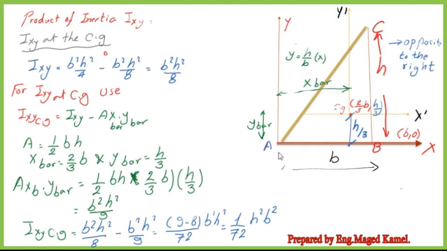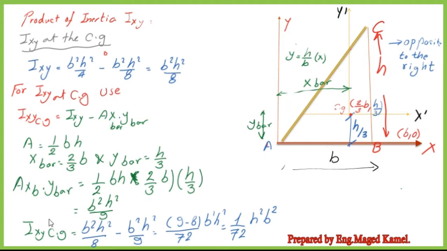Our area for the triangle is 1/2 of the base multiplied by the height, which is h. 1/2 b multiplied by h. X bar is 2/3 of b, and y bar is h over 3. So A x bar y bar will be equal to 1/2 bh multiplied by 2/3 b multiplied by h over 3. 2 will go with 2, will cancel each other. Then we are left with b squared h squared divided by 9.